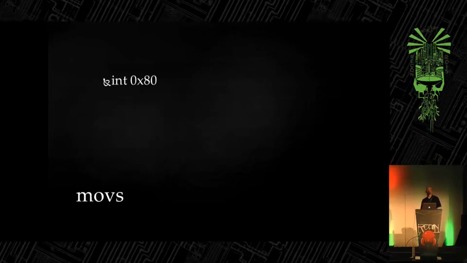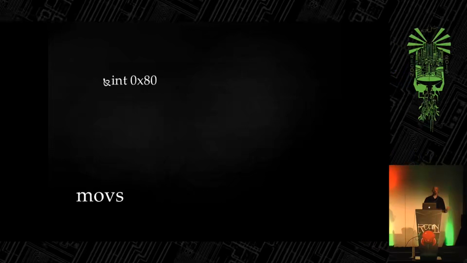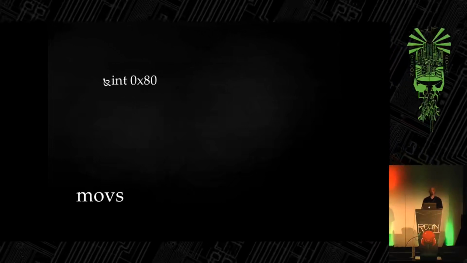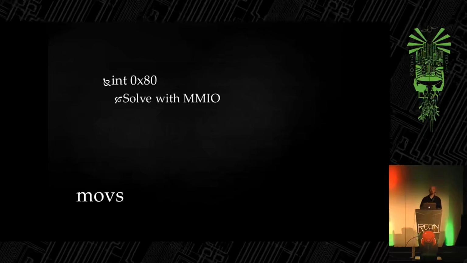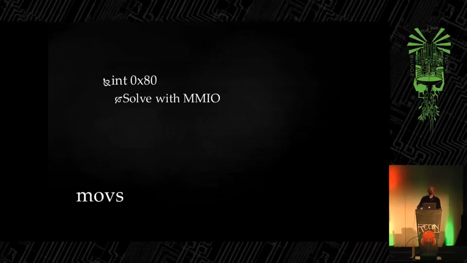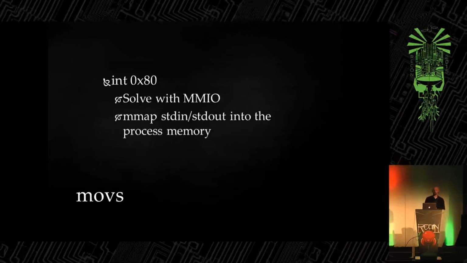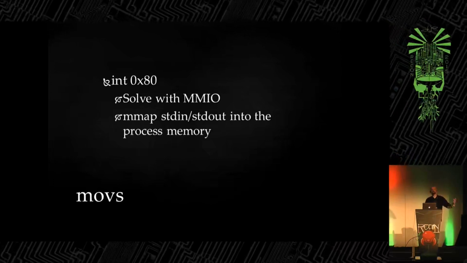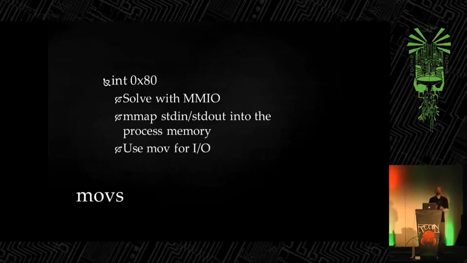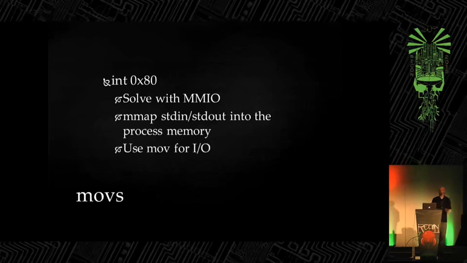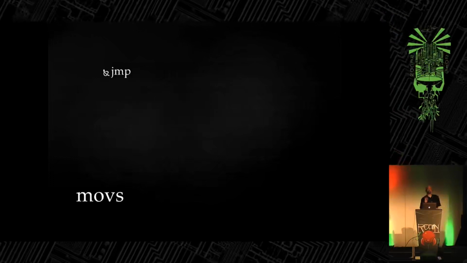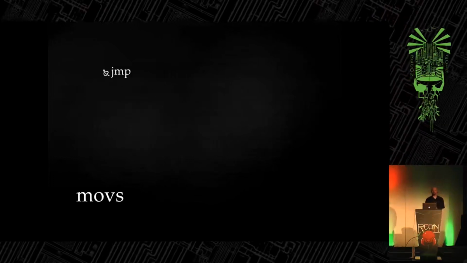It wasn't too hard to get rid of that int 80 instruction. Before our program starts to execute, in our environment setup, we can get rid of this int 80 with MMIO. In our start function before our real program begins, we'll set up the environment to call mmap to map standard in and standard out into the process's memory space, allowing us to access the I/O streams through move instructions. So we can get rid of int 80 that way. That was pretty easy. That jump at the end was a little bit more problematic.